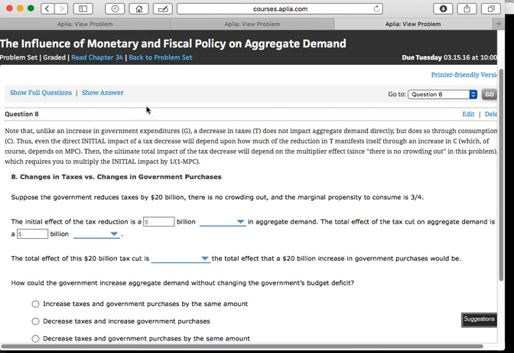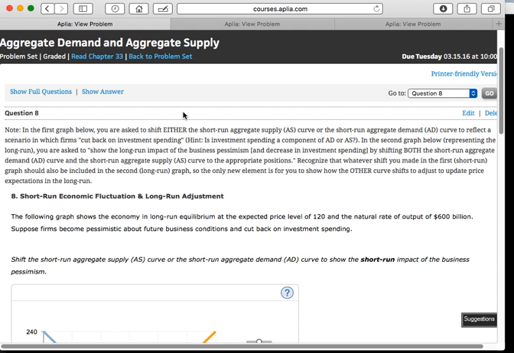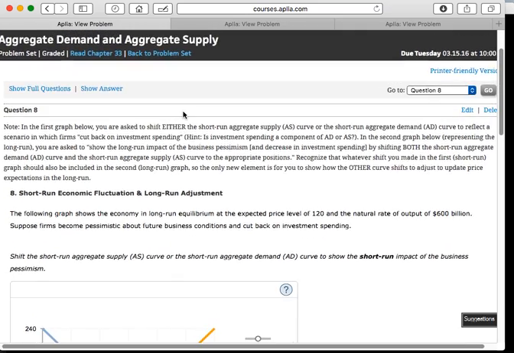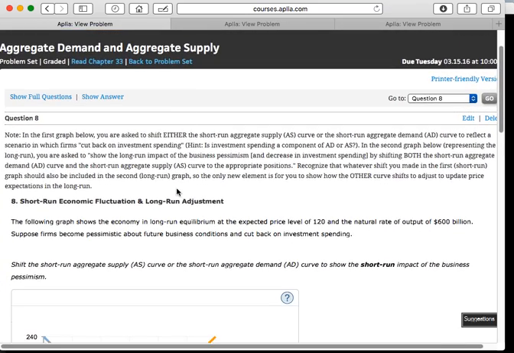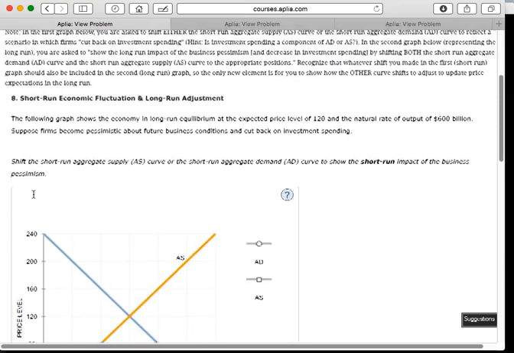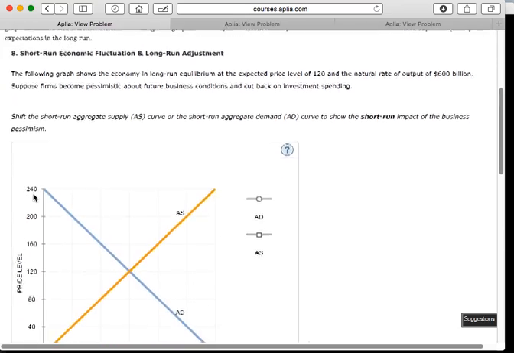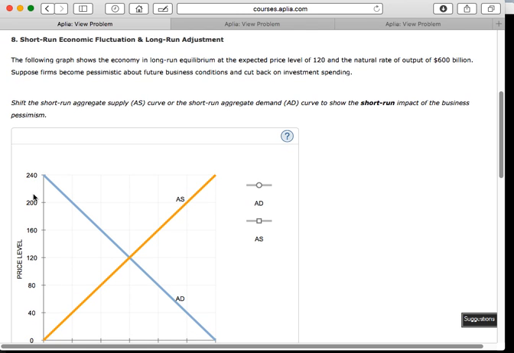So here was the first Aplia problem. Sorry, this one. It was the only question on the problem set on chapter 33, which is on aggregate demand and aggregate supply, and it was question 8, and the topic was short-run economic fluctuation and long-run adjustment. See that topic right there. And here was the question it's asking. I will come back to it. I just want to get the basic idea of it, then we'll go to the slide.